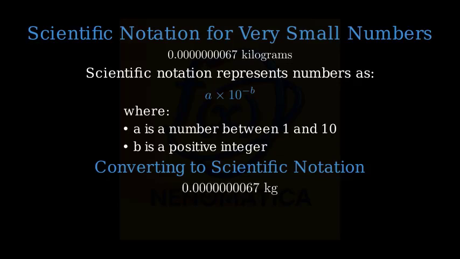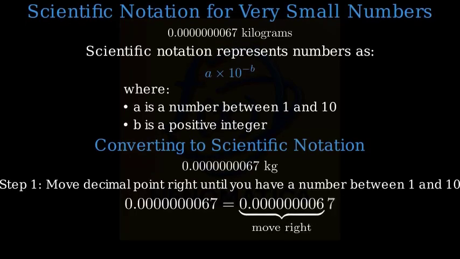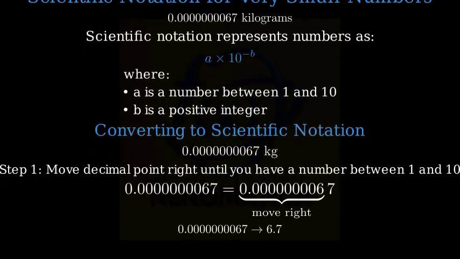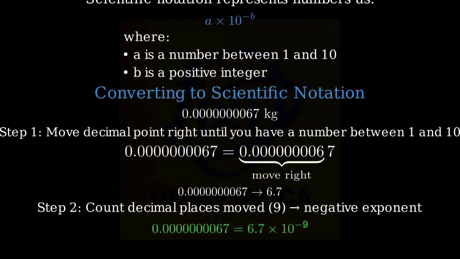Consider our example of 0.000000067 kilograms. Step 1. Move the decimal point to the right until you have a number between 1 and 10. In this case, we need to move the decimal point 9 places to the right to get 6.7. Step 2. The number of places we moved the decimal point becomes the negative exponent of 10. So 0.000000067 equals 6.7 times 10 raised to the power of negative 9.